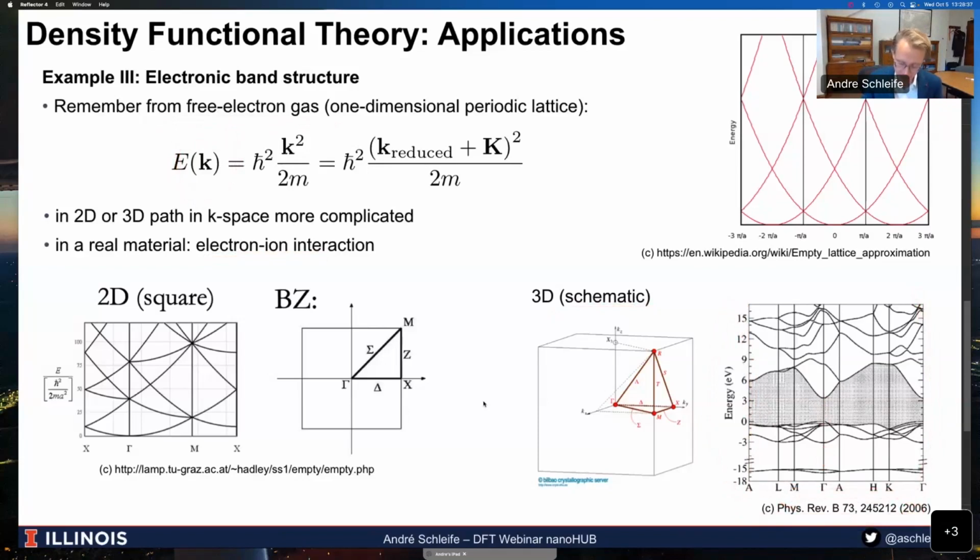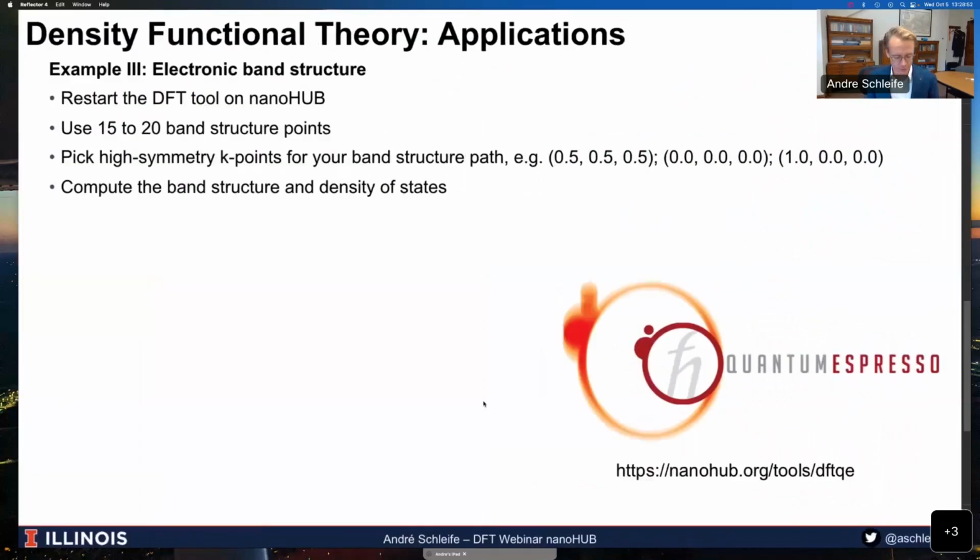In any case, there are 2 things that happen. Number 1, our path through k-space is 3-dimensional. And number 2, we get gaps here, which you didn't see in this case, because over here we had a free electron model, over here we have a real material with electron-ion interaction. So that's a band structure. And in the last 2 minutes, I'll show you how to compute that with nanoHUB, with Quantum Espresso again.